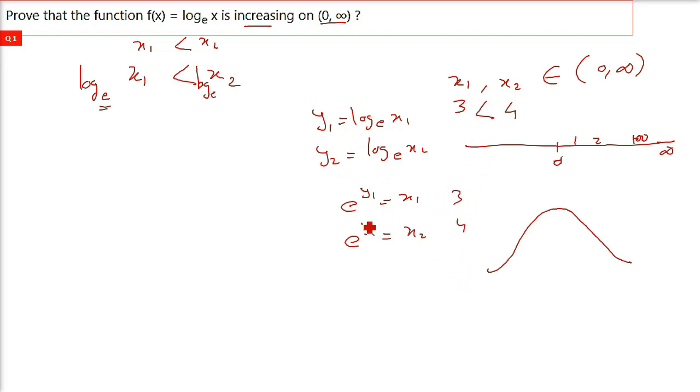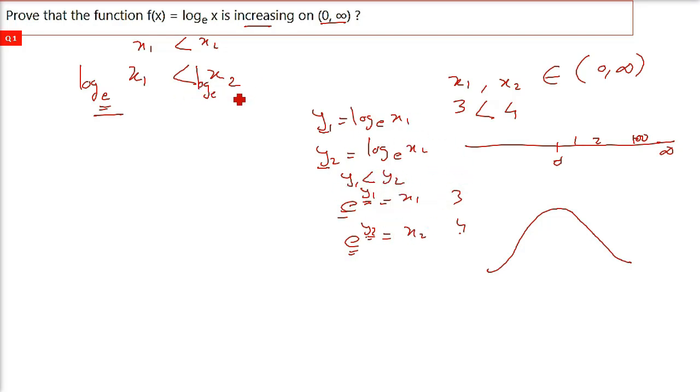So if x1 and x2 are 3 and 4 and e is a constant value which is 2.17, then y1 and y2 should also follow the same relationship. That is, y1 has to be less than y2 because e is a constant. If you take the constant and raise it to a certain power, then it has to follow that if x1 is less than x2, then y1 has to be less than y2. So y1 should be less than y2. You can take any number between 0 and infinity and verify it and check it.